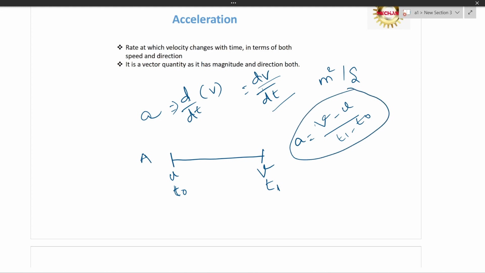If a person starts from rest, his initial velocity would be 0 and the initial time would also be 0. So a would be v divided by t.